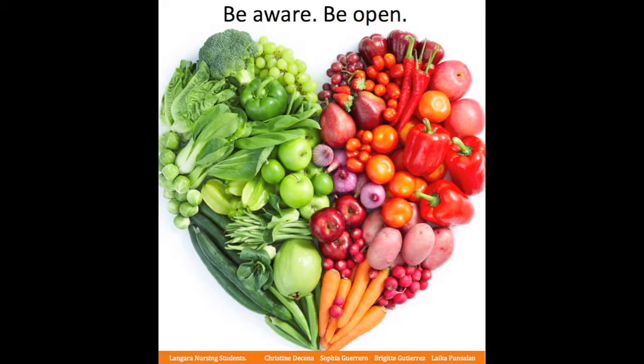Remember, money alone cannot solve this problem. Be aware and be open. Take the first steps to help those who lack food security. You may be the key for them to access nutritious food to meet a healthy lifestyle. You can be the difference.